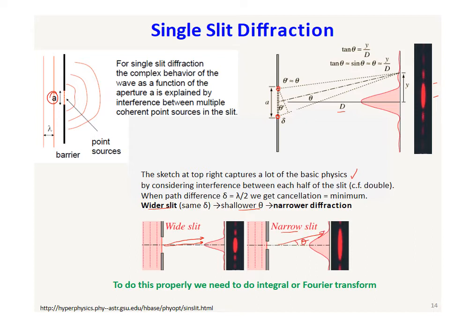However, if we want to actually do this properly, we need to consider that not only are waves coming from the edges of the aperture barrier, but wavelets are also coming from everywhere else within the opening of the aperture. So to work out what the far-field electric field looks like, we need to consider the contributions from all of these wavelets. That means that we need to do an integral, or as we've seen already, the far-field diffraction pattern is a Fourier transform of the aperture. So let's use that approach.